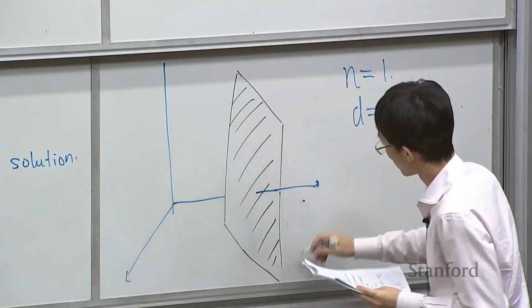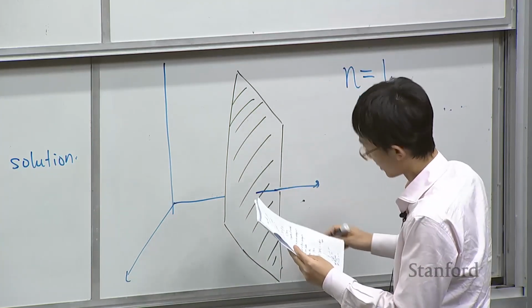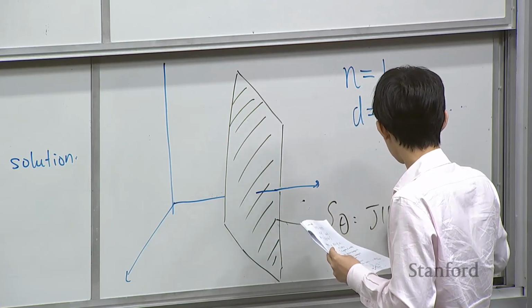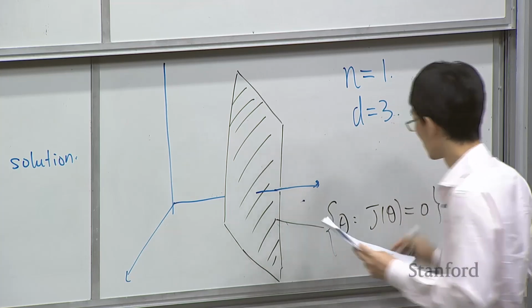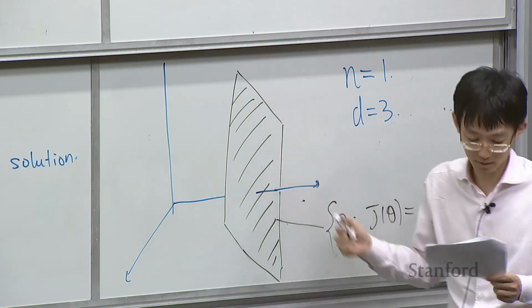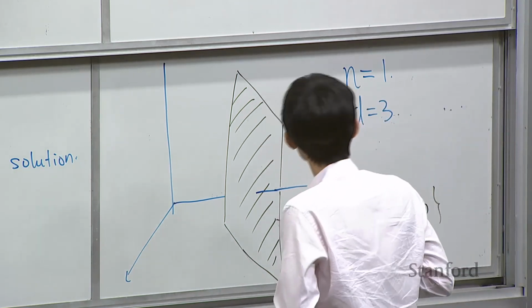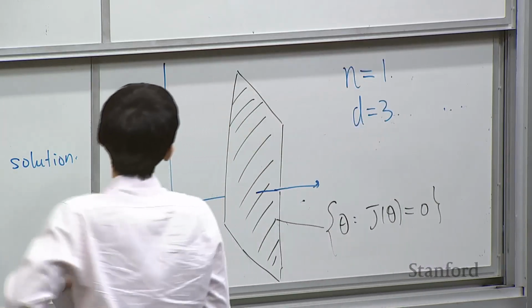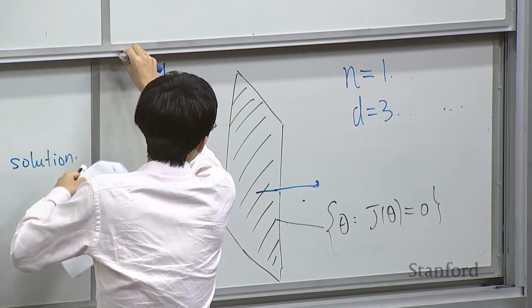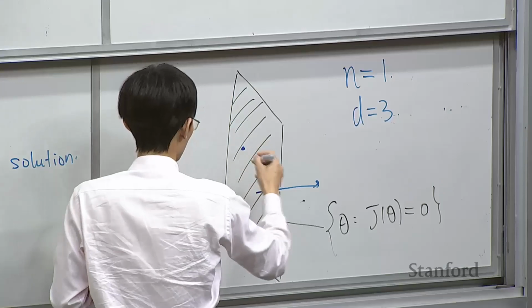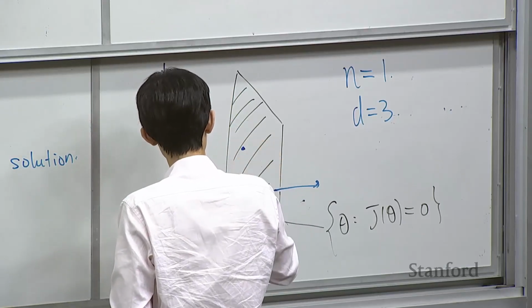Here the subspace I'm drawing is the family of theta such that the loss is 0. So you have a subspace of solutions, but which solution do you converge to? That's the question. It turns out that you're going to find this solution.